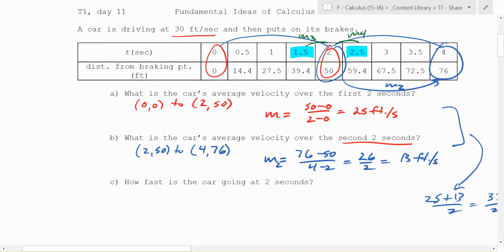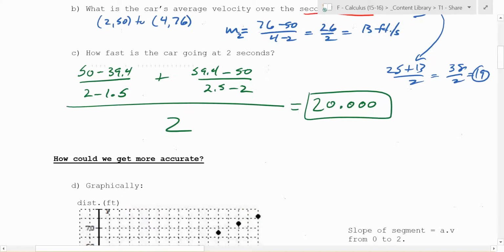So that's going to be 50 minus what? 50 minus 39.4 over 2. And what's the other one going to be? 59.4 minus 50 over what? 2. Not 2 again, sorry. What am I doing? It's not 2. It's going to be 2 minus 1.5 and 2.5 minus 2. Everybody, with these numbers, that is actually what it is.